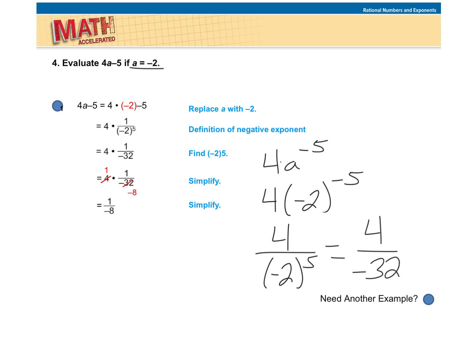Way back to last chapter, can I leave it like this? No, why? I can simplify. What do I divide by to simplify? 4. So 4 divided by 4? 1. 32 divided by 4 is 8, and we still have that negative.